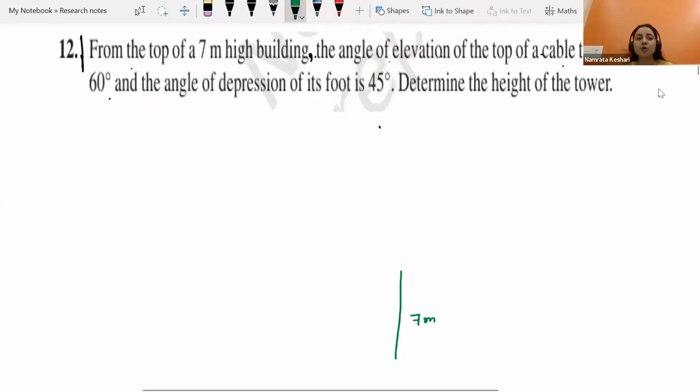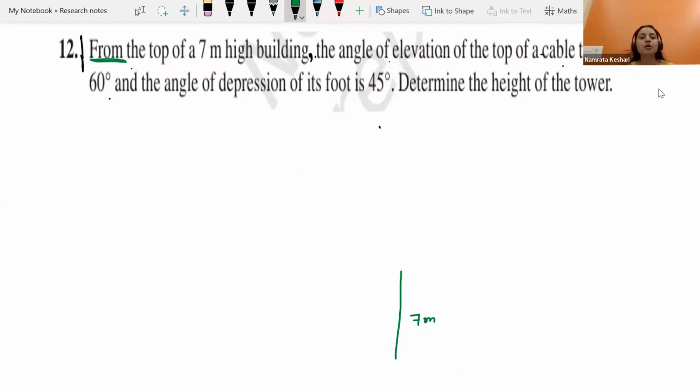Telling you that this terminology will always help you understand from where the angle of elevation and angle of depression are made. At that point only you will be getting the angle of elevation. From that point you will be able to make the angle of depression.